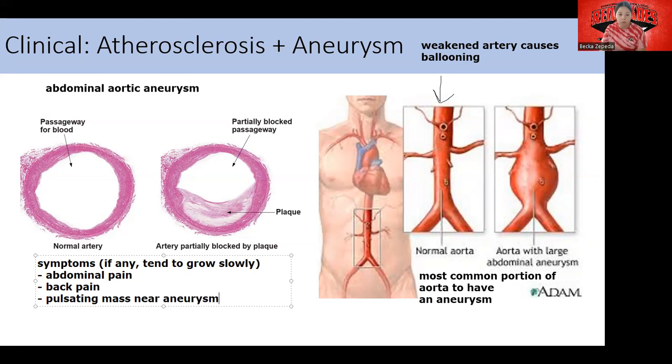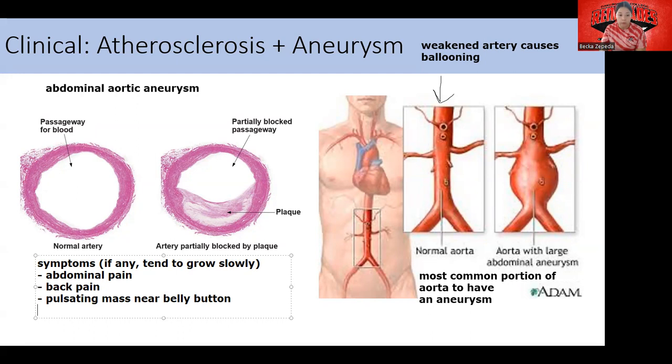It's a pulsating mass near the belly button. Why it's going to be a pulsating mass is because that is part of your aorta. That is an elastic artery that feels the full force of the contraction from the heart. And so that pulsating that you're feeling is the contraction of the heart as the blood is pumping through that artery with each contraction. So that's the pulsating mass.